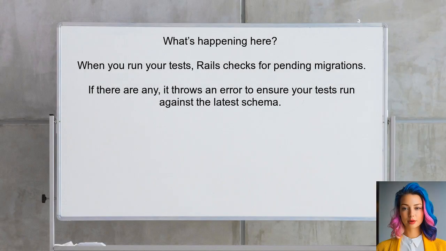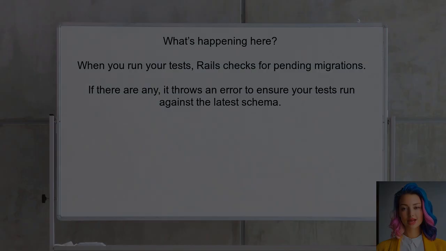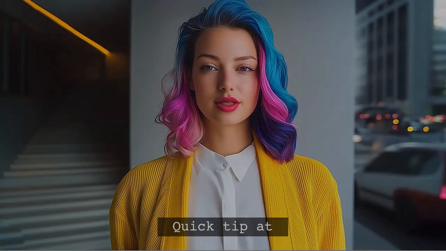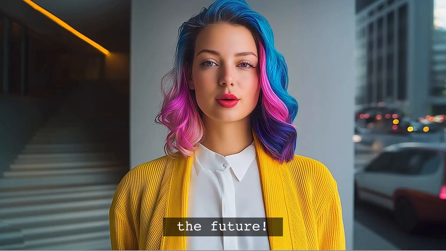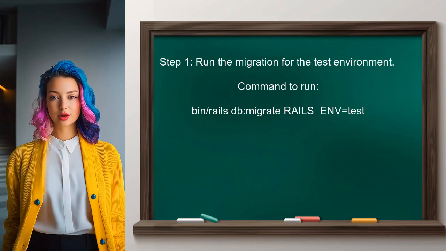So what's happening here? When you run your tests, Rails checks if there are any pending migrations that need to be applied to the test database. If there are, it throws an error. This is a safety feature to ensure your tests are running against the latest schema. And don't go anywhere. I'll share a quick tip at the end that can help you avoid this issue in the future.